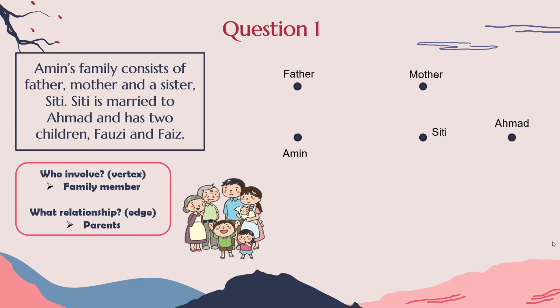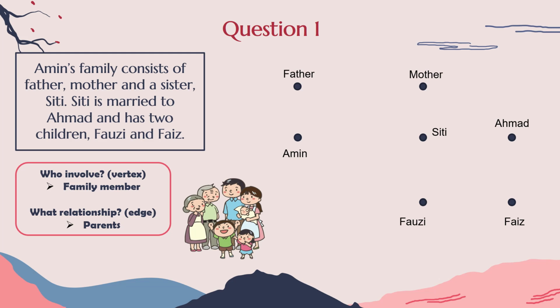Okay, I already said that Siti married Ahmad, and then Siti has 2 children with Ahmad, which is Fauzi and Faiz. This is the vertex that represents the family members in this information, which has 7 vertices that represent each family member. Now we determine what kind of relationship. That relationship will be our edge. The relationship in here is the parents.